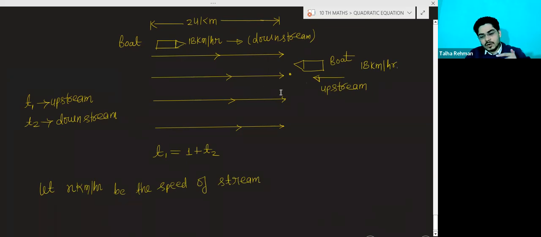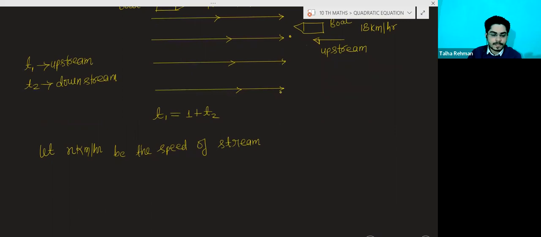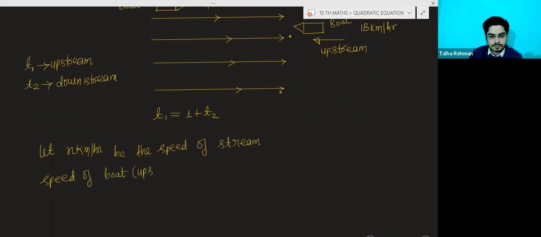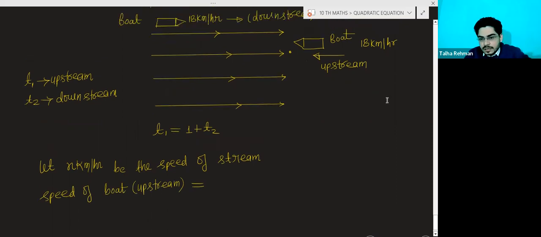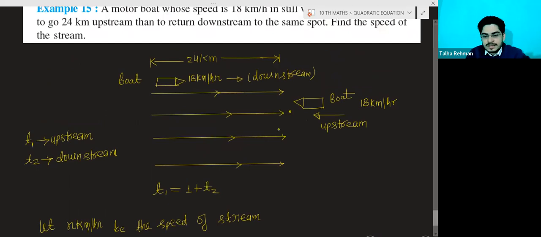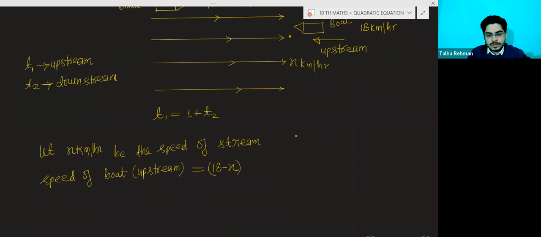When this boat is moving upstream, the speed of the boat upstream is equal to: this speed is in this direction and the speed of the stream is x kilometer per hour in the opposite direction. So we will write 18 minus x kilometer per hour.